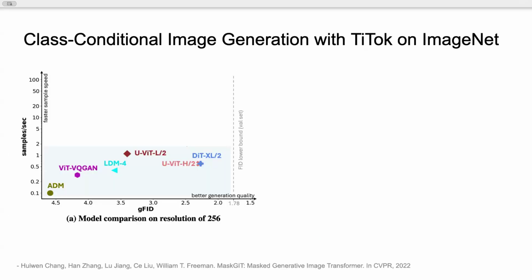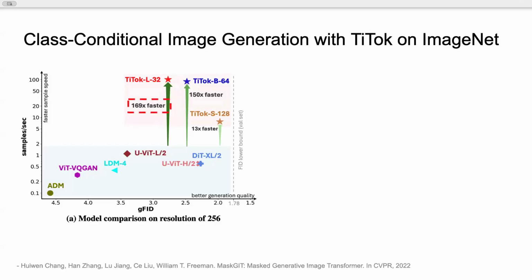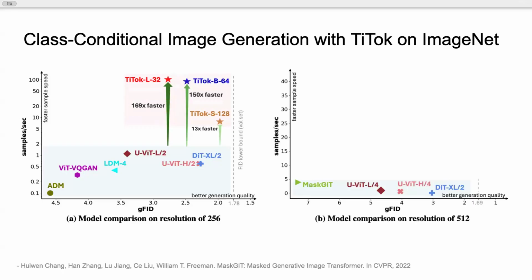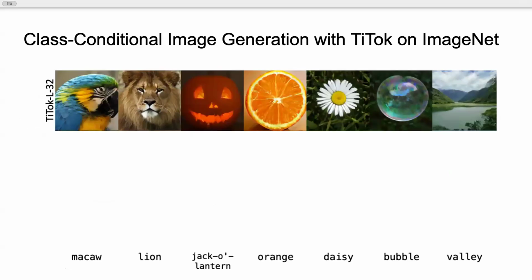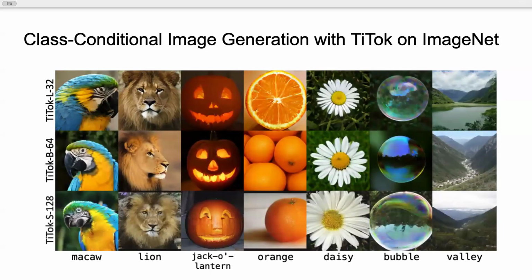On the ImageNet 256 benchmark, our models surprisingly perform comparably or even outperform diffusion transformer-based models. And when using only 32 tokens, our model can run 169 times faster. On the ImageNet 512 benchmark, the speedup is more significant, because the image is larger and there is more redundancy. When using only 64 tokens, our model can run 410 times faster. Now let me share with you our generative results, even with only 32 tokens. As you can see, even with only a few tokens, we can still generate very good images.